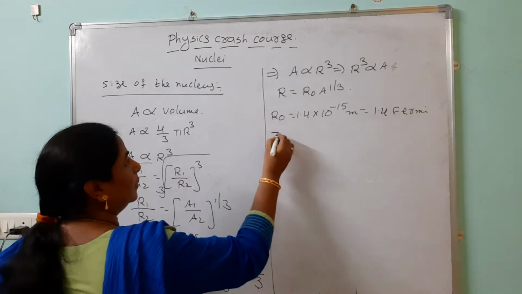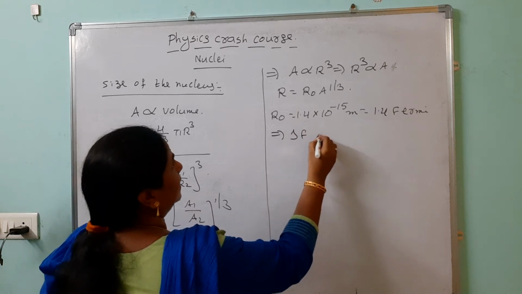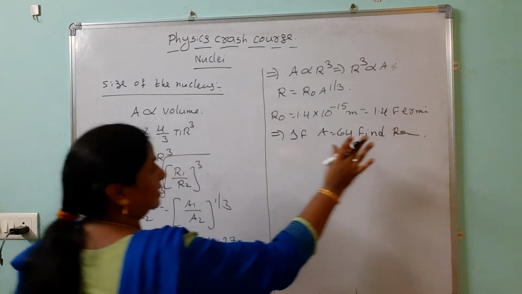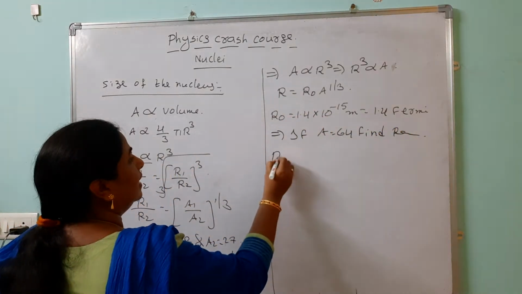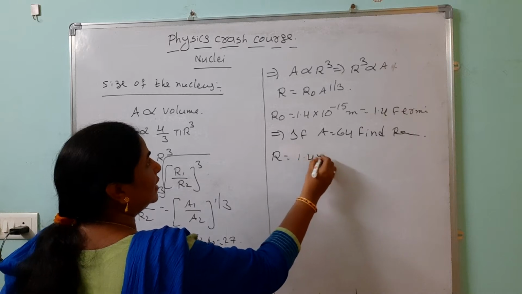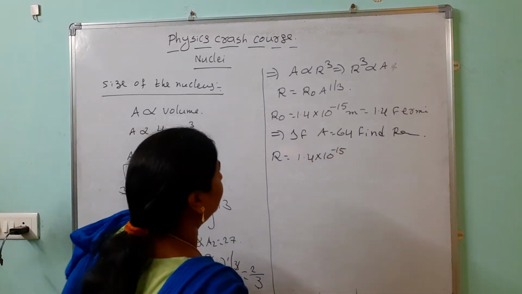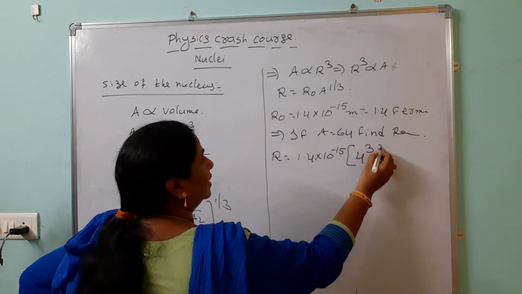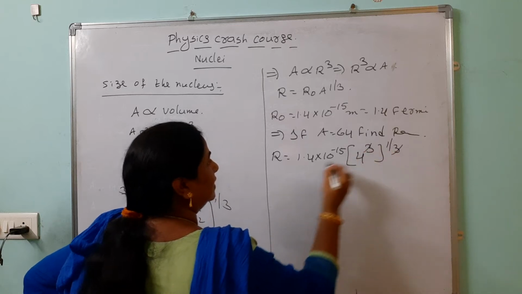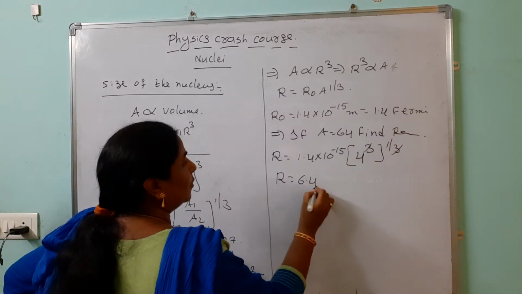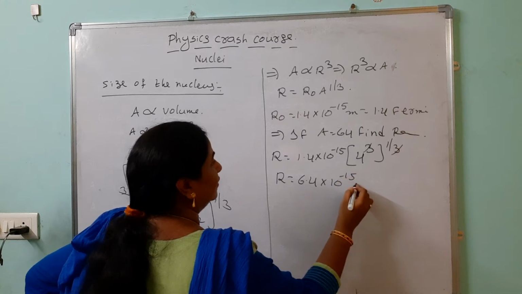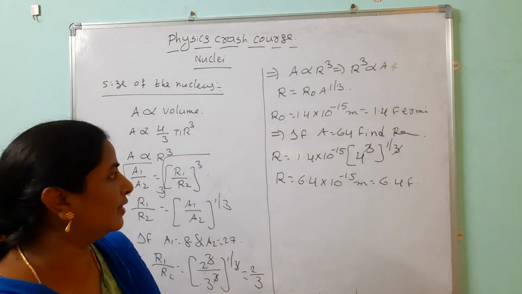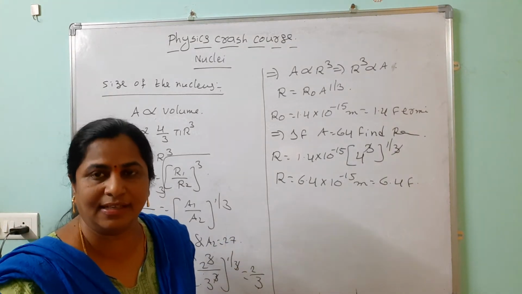Suppose we are doing one problem. If A equals 64, find the radius of that particular nucleus. Now we can find it. R equals R naught, which is 1.4 into 10 to the power of minus 15, times A to the power of 1 by 3. Here 64 we can write as 4 cube, so the cube cancels with the 1 by 3. Finally we get 6.4 into 10 to the power of minus 15 meters, or 6.4 Fermi also. Like that we can find the radius of any nucleus with the help of this.